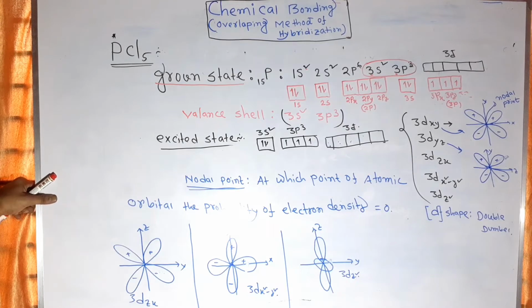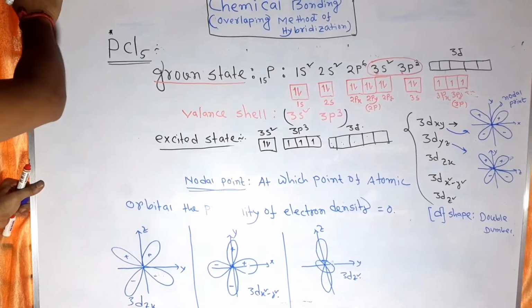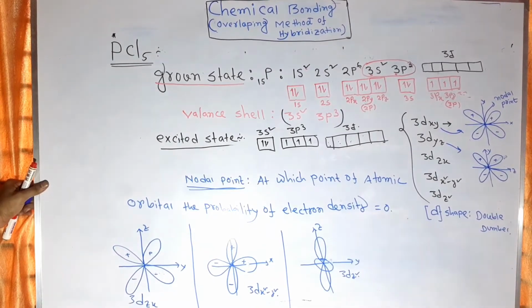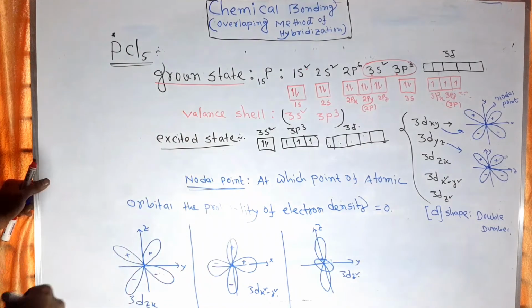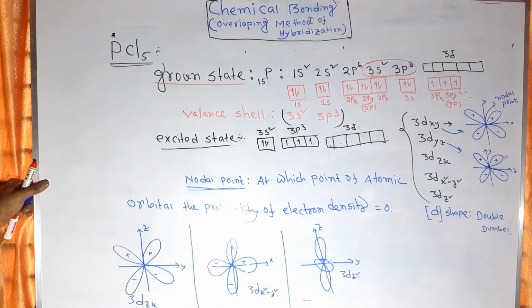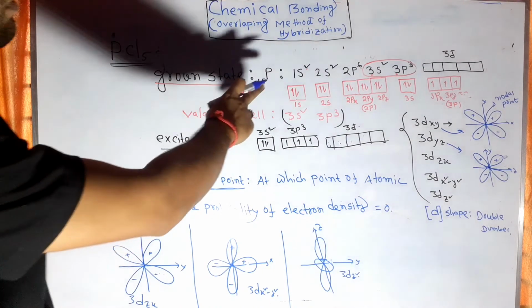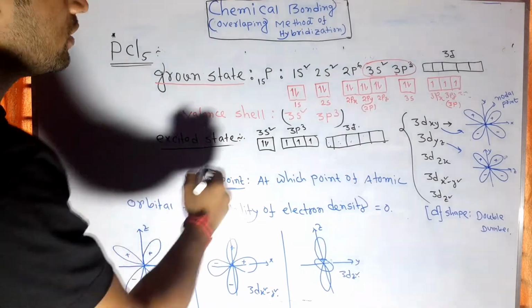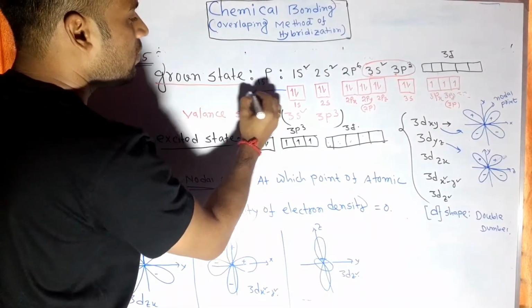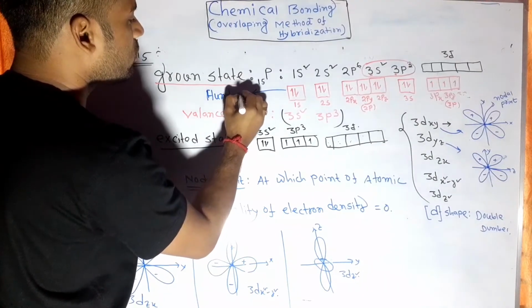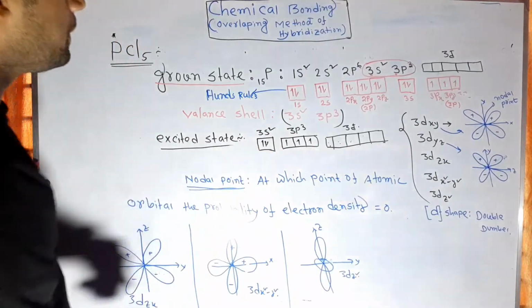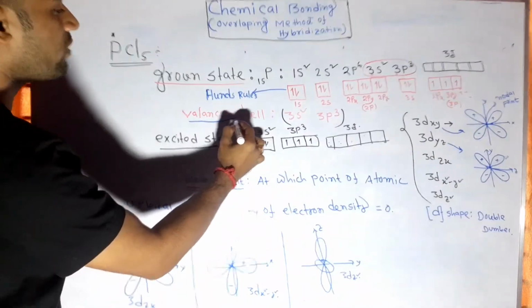What is the nodal point? The point of the atomic orbital at which the probability of electron density is 0. So to summarize, this time we read the ground state configuration of the central atom in a given compound. First, the electrons are filled according to Hund's rules. Then we take only the valence shell configuration.